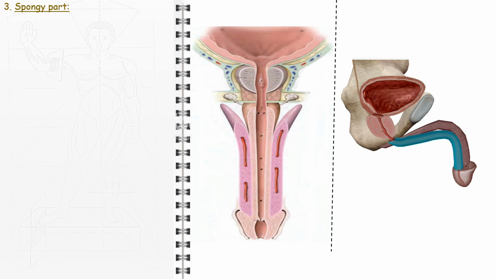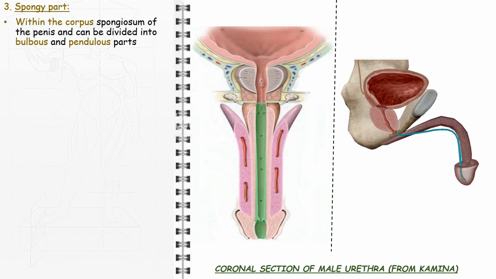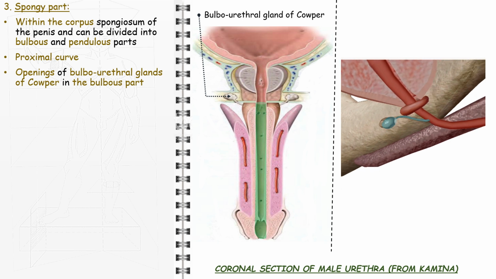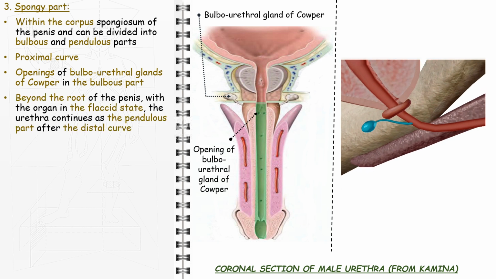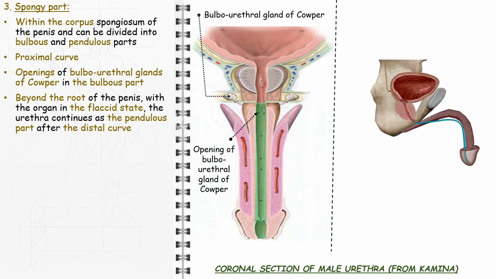The spongy urethra starts within the corpus spongiosum of the penis at the proximal curve and can be divided into bulbous and pendulous parts. In the bulbous part, it contains the openings of the bulbourethral glands of Cowper. Beyond the root of the penis, with the organ in the flaccid state, the urethra continues as the pendulous part after the distal curve.